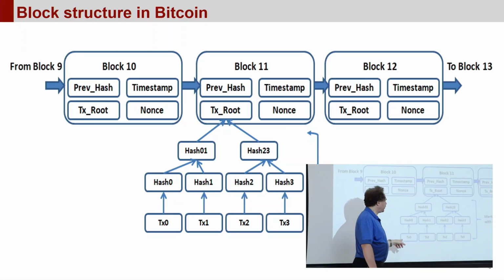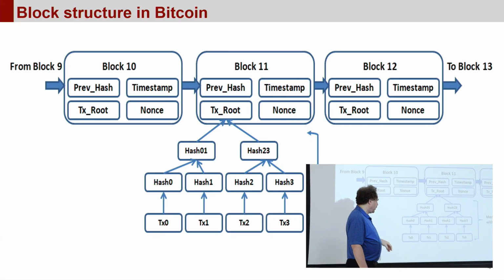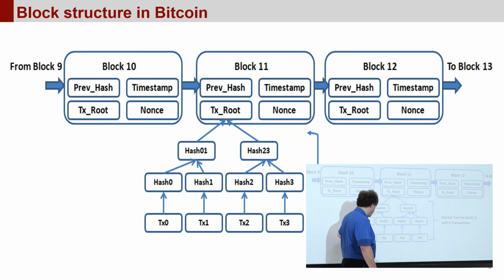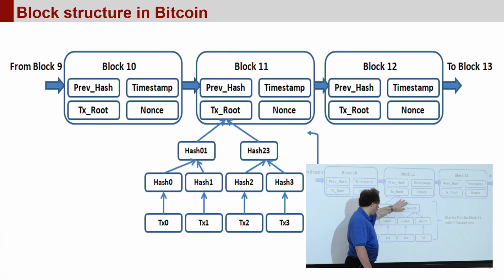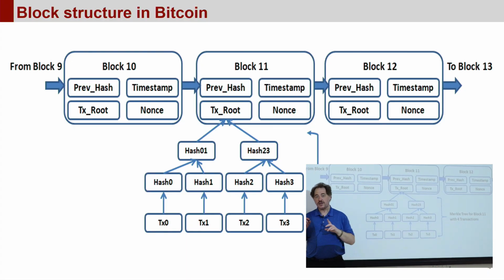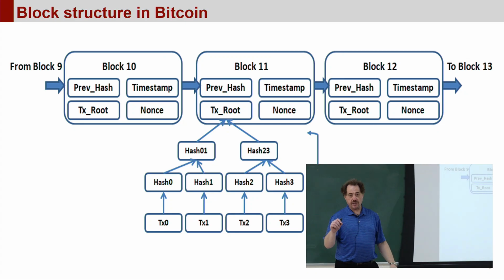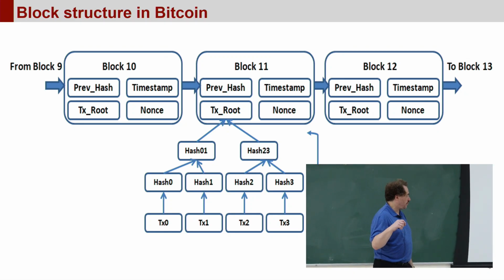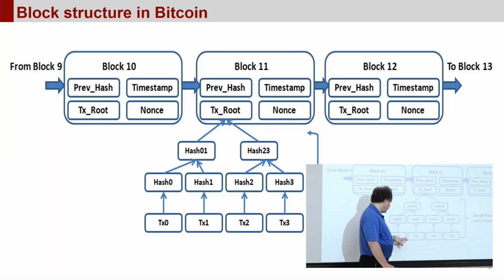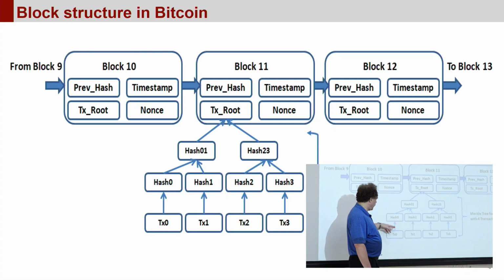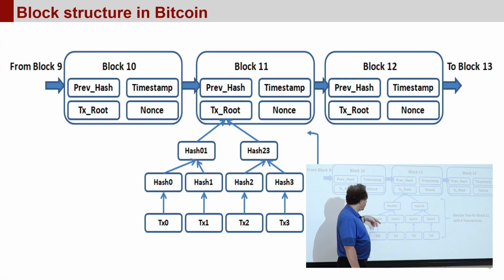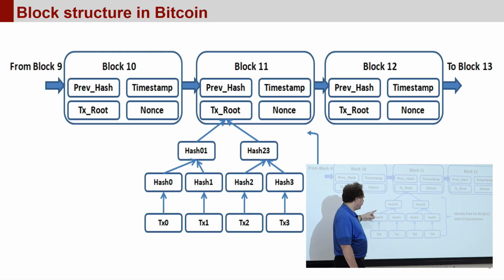Now, transaction root is a very important part. So, as mentioned, this is the header, and this is the block body. And here we have all transactions included. But we organize transactions as a tree. It's called a cryptographic Merkle tree. And then we compute hashes. I'm going to talk about the Merkle tree in detail in the next lecture.